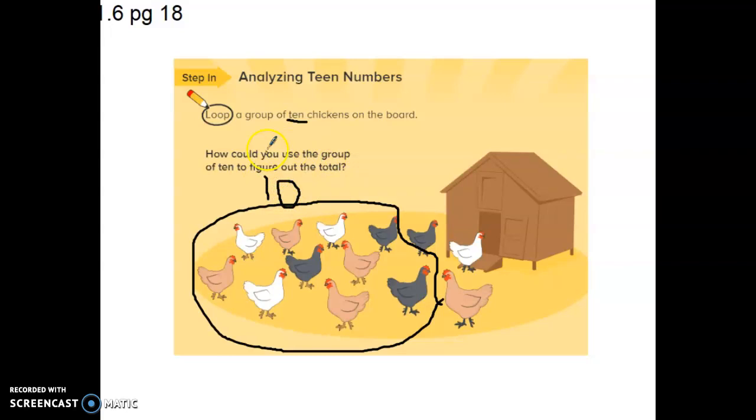And here's my question. How could you use the group of 10 to figure out the total? Well, I know this is 10, so I can start with 10 and count on. 10, 11, 12, 13. So how many total chickens do I have? 13.